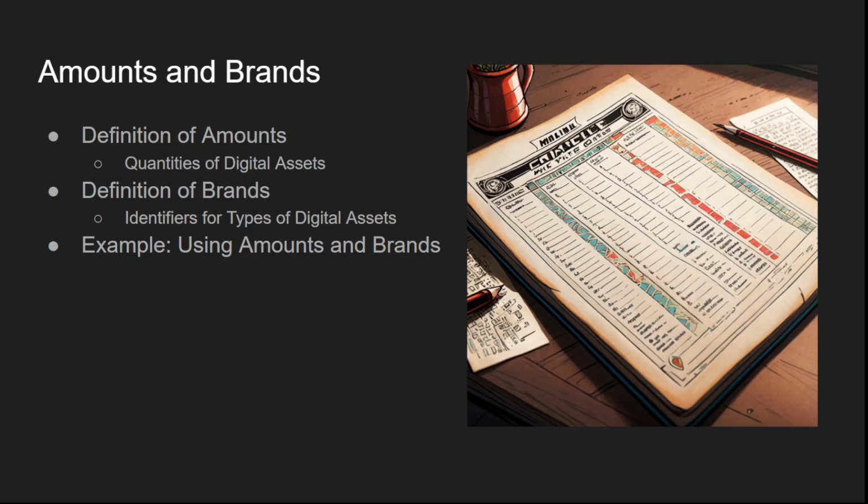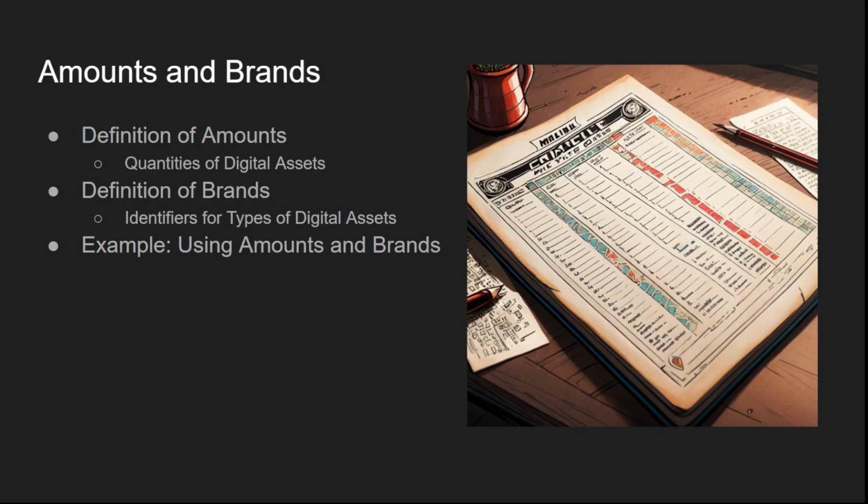A brand is an identifier that distinguishes different types of digital assets. Each brand is associated with a specific mint and the asset it creates. Brands help ensure clarity and consistency in transactions as they specify the type of asset being referenced. For example, the brand USD coin distinguishes USD coins from other digital assets like gold token or silver token.